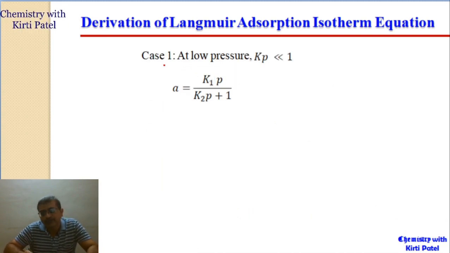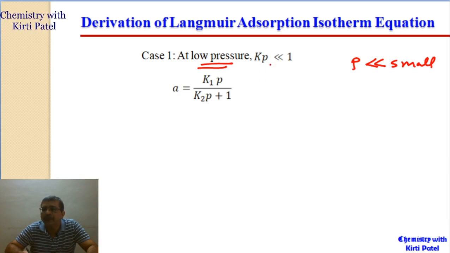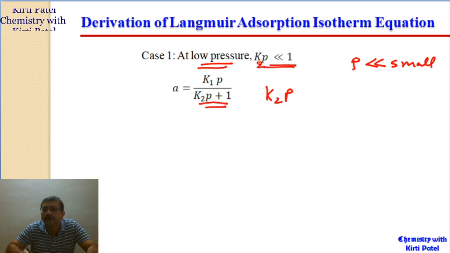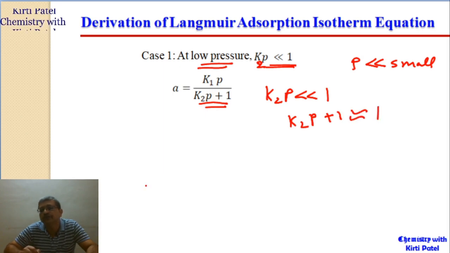As there are two terms in the denominator, K2P and 1, we can have different situations arising. In case 1, let us assume what happens at low pressure, that is when the pressure is low, P is very small. As P is small, K2 into P will also be very small, and it will be smaller than 1. So K2 into P will be much smaller than 1.